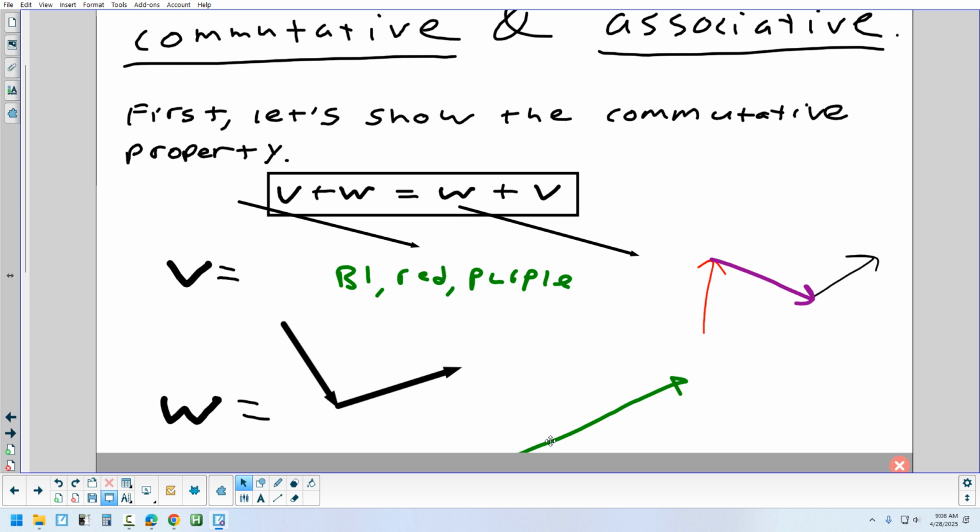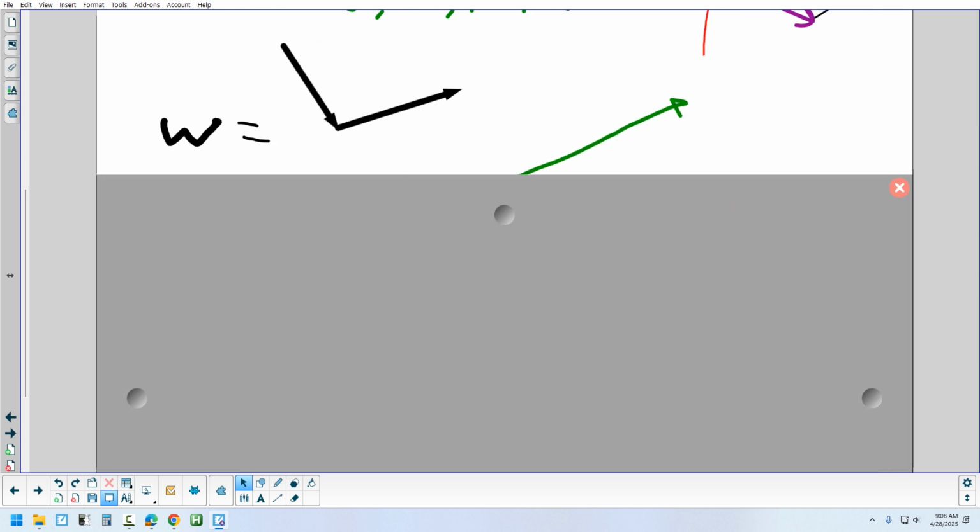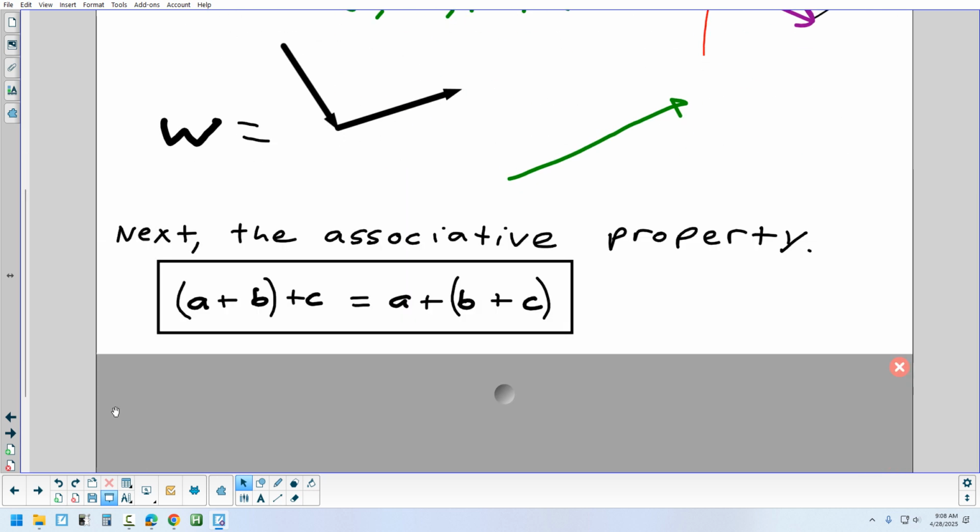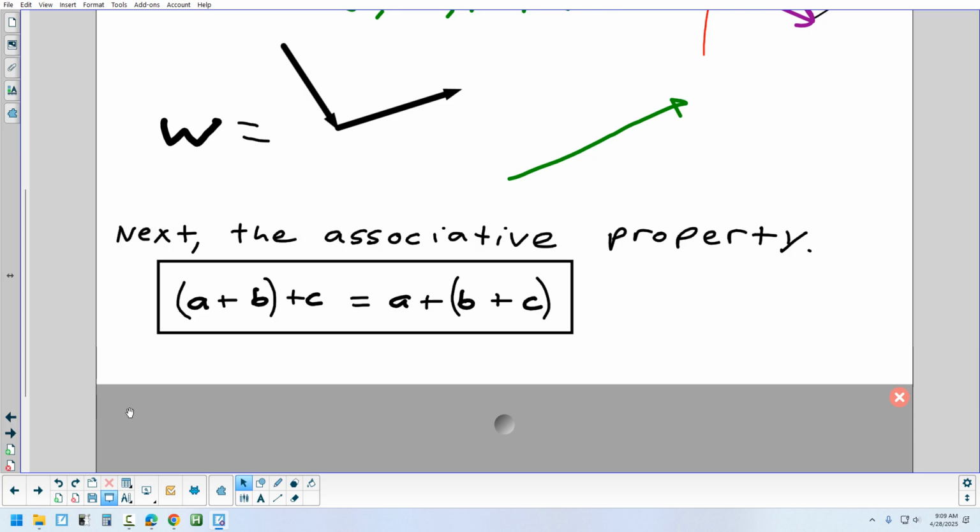So that's commutative. And associative, I'm not going to draw this one out. Associative doesn't have to do with the order, it has to do with the grouping. You can group how you add them together differently, and you still get the same answer. Right, so same order on each side, A, B, C. But the difference is I'm doing A plus B first on the left, and on the right I'm doing B plus C. It doesn't matter. It'll come out exactly the same.